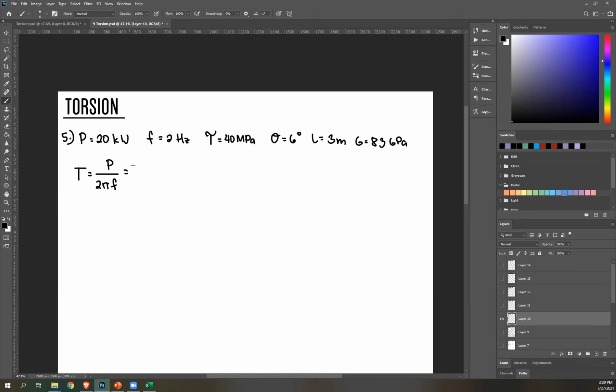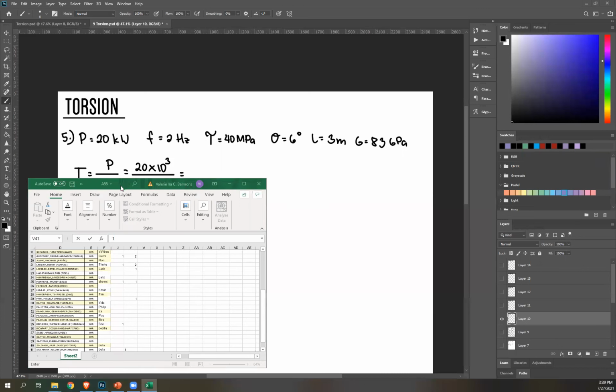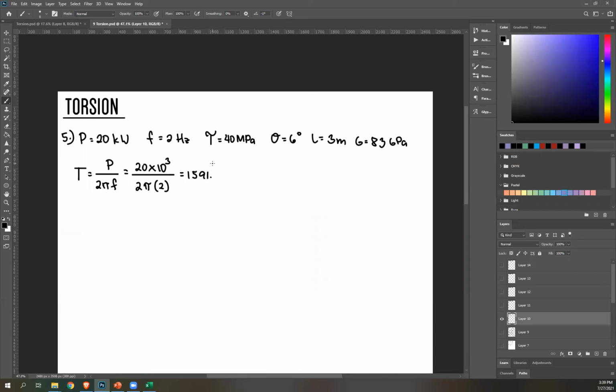2 pi f. Okay? Now, the standard unit for power is watts. This is in kilowatts, so convert that to watts, times 10 raised to 3. And then 2 pi; the standard unit of frequency is hertz, so no problem there, just copy your 2. Okay? Please solve. What's the answer? Correct, VMA? Who else? Correct, Audrey. 1591.55. This will be in Newton meter. If you use this equation, that's Newton meter. Since it's not a whole number, store this in your calculator.